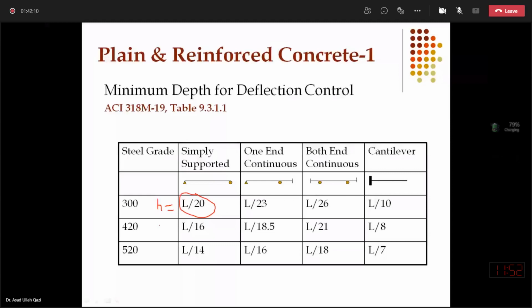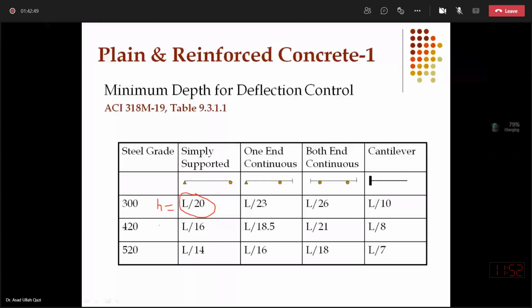So more will be the grade, more will be the demand of gross depth in reinforced concrete beams. And also look at the end conditions. In one-way continuous slab, since one end is continuous, it is not free to rotate as it is in case of simply supported beam. Your H is reduced from L by 20 to L by 23. And when both ends are continuous, it further reduces to L by 26.